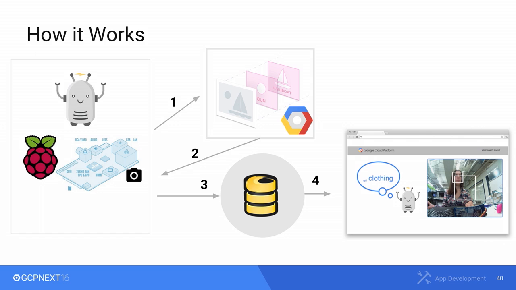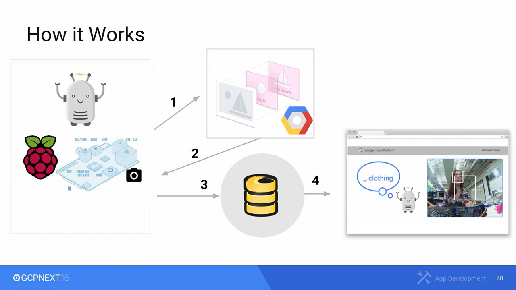You can think of the Raspberry Pi as the brain of the robot. And the Raspberry Pi also has a camera connected to it. So the camera takes a picture of whatever's in front of it. And then it sends it to the Cloud Vision API, which is able to return a bunch of metadata on what's in the object. So we're using the Vision API's label and face detection features here.